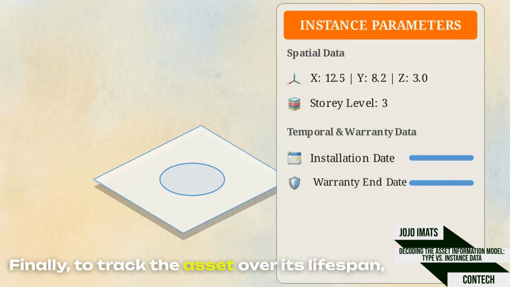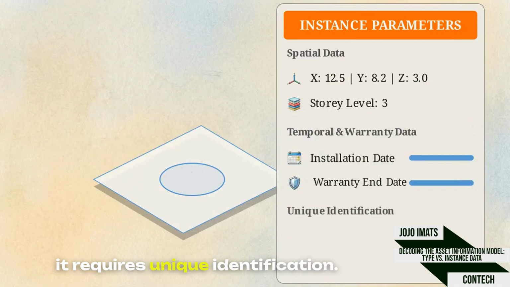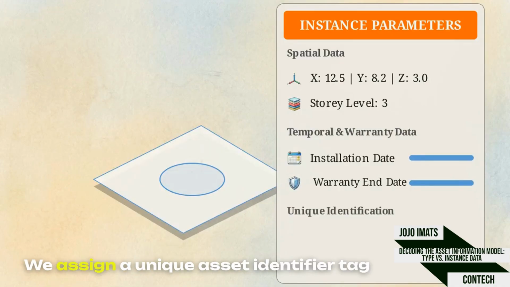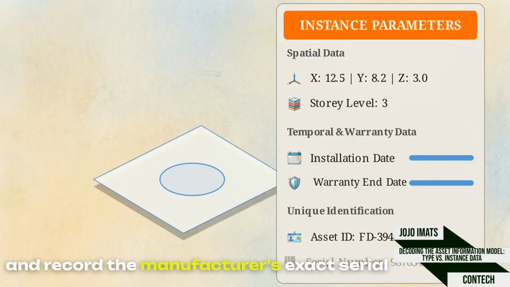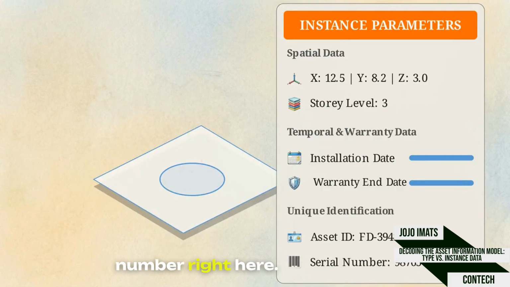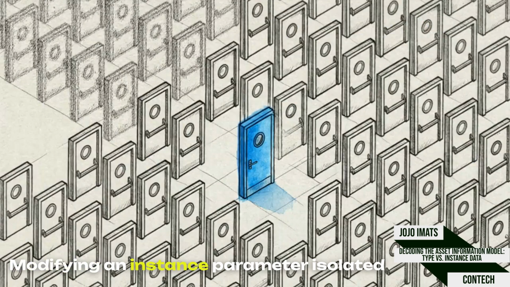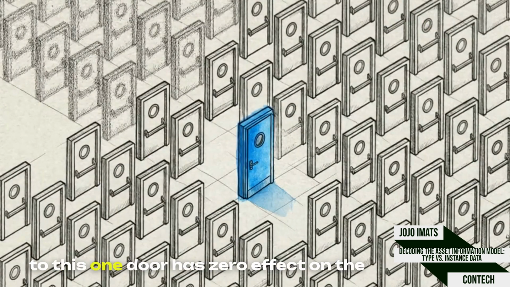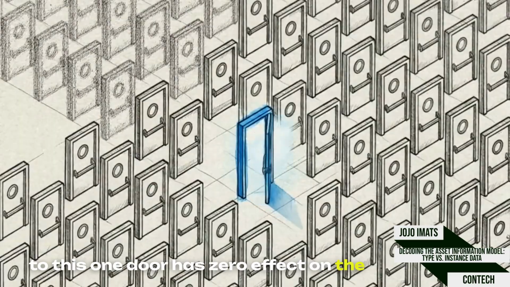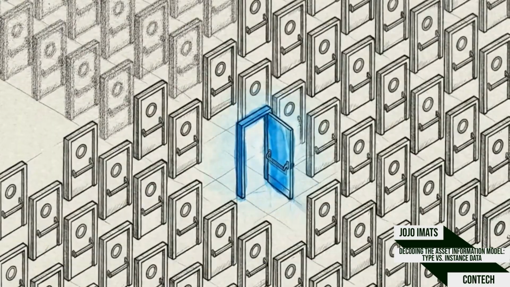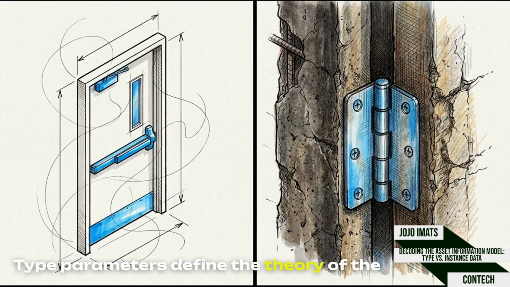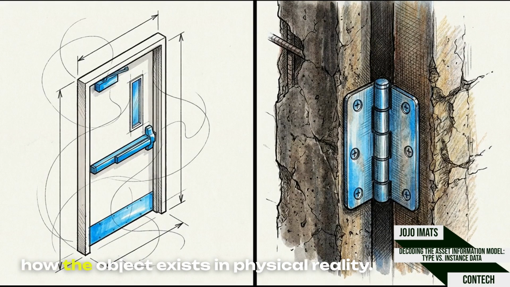Finally, to track the asset over its lifespan, it requires unique identification. We assign a unique asset identifier tag and record the manufacturer's exact serial number right here. Modifying an instance parameter isolated to this one door has zero effect on the other 49 doors in the building. Type parameters define the theory of the design. Instance parameters define where and how the object exists in physical reality.